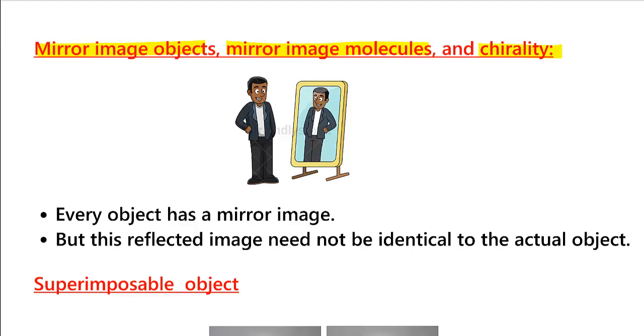You know, every object has a mirror image. For example, you stand in front of the mirror, you see your image. So every object has a mirror image. But now the question is, is the image identical to the object? Not always. When you have an object that is symmetrical, the mirror image is identical to the object. But if the object is not symmetrical, the mirror image is not identical to the object. So you can answer when the mirror image will be identical to the object.